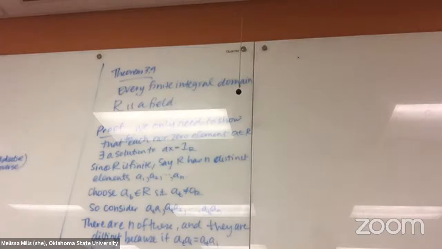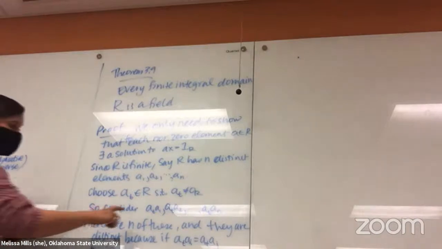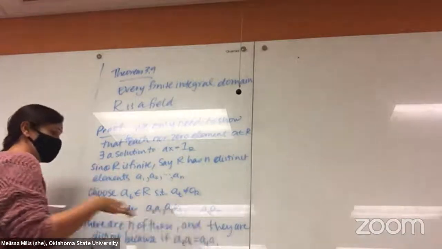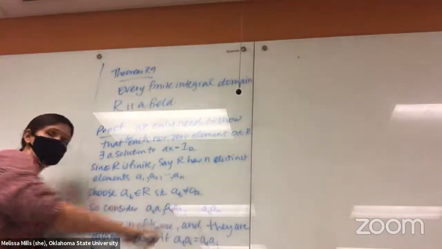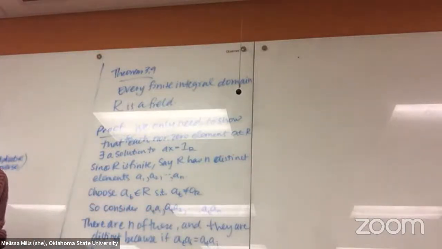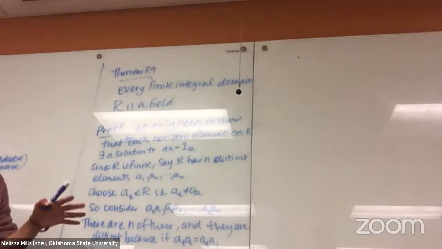So we have n distinct elements, and so what must these be equal to? Since our ring is closed and it has n distinct elements, this must be a rearrangement of my n distinct elements. So one of them must equal 1R, right? So that's the argument. I told you you might not like that. Do you like it? It feels fuzzy.